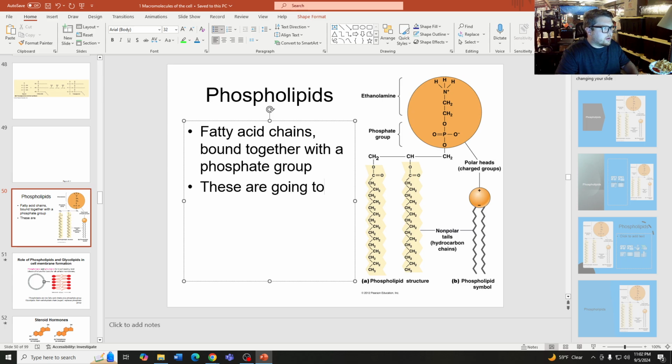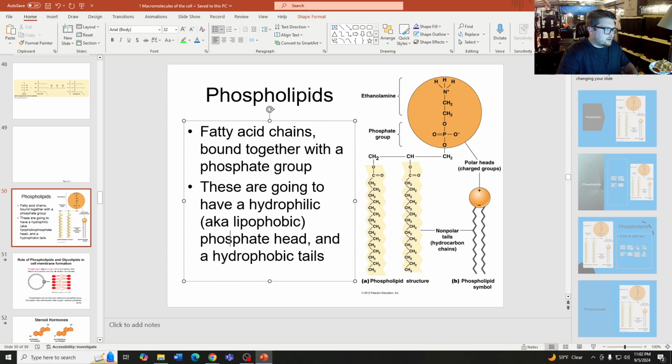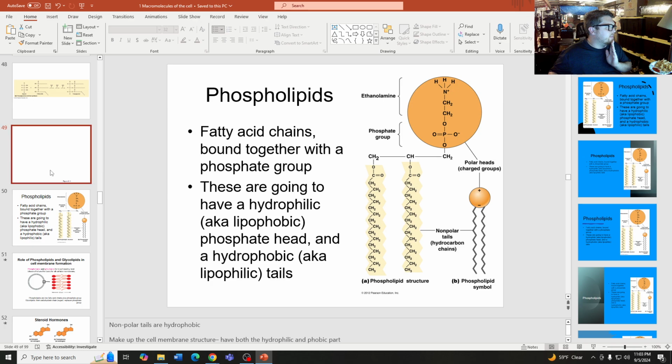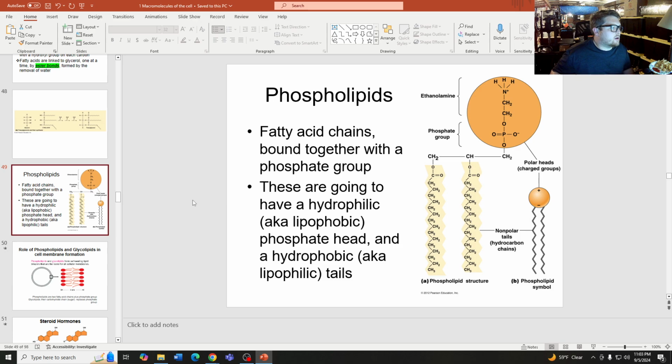These are going to have a hydrophilic phosphate head and hydrophobic tails. Hydrophilic, aka lipophobic. Hydrophobic, aka lipophilic tails. Just throw in as many of the AKAs and all this stuff in there as I can, just as a nice reminder as we get used to the terminology that we're using in these core science classes.